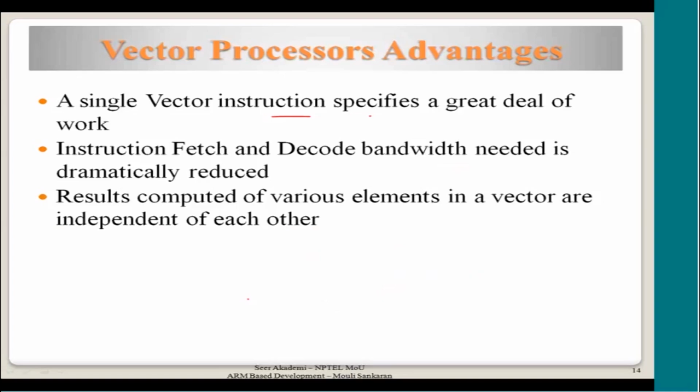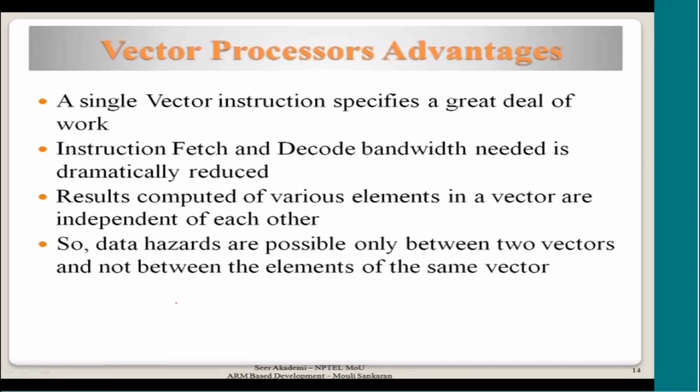Results computed by various elements in a vector are independent of each other. One more thing we should remember is, in a matrix multiplication, the multiplications done by multiple elements are all independent. Then we add them. So there is no data dependency among them. That means we don't have to wait for one operation to be completed before another can start. They all can start in parallel. So the data dependency or data hazards that we have seen in uniprocessor systems are reduced. There will still be a data hazard between vectors, but within the vector there is no data hazard.